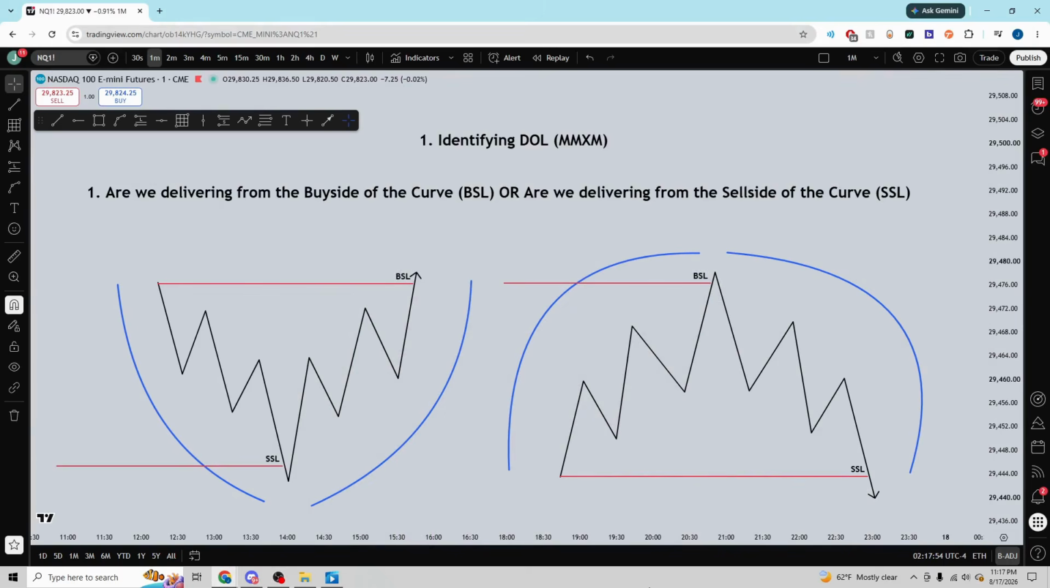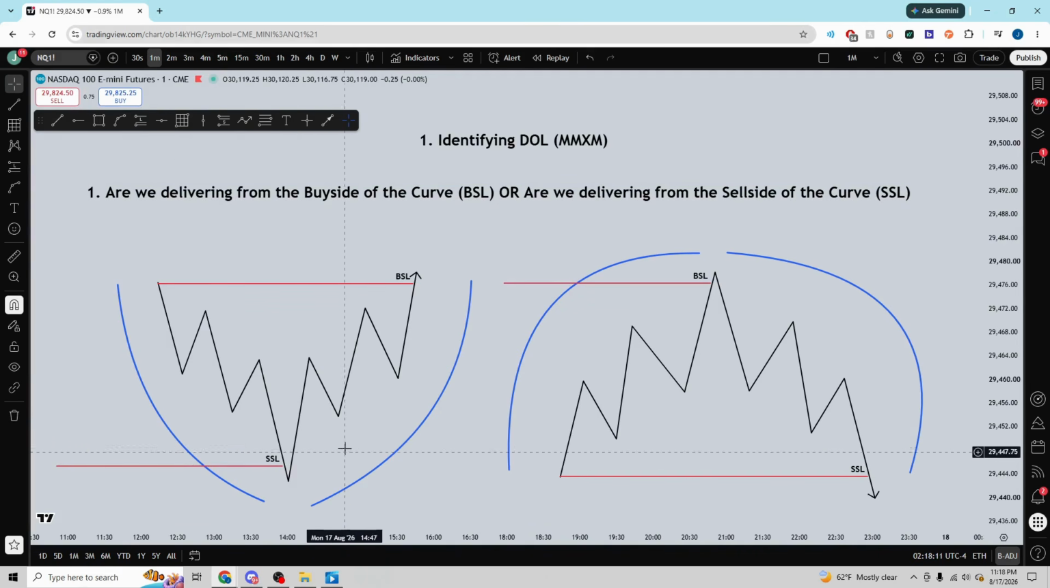Starting off with number 1, identifying a draw on liquidity by using the market maker profile. You want to ask yourself, are we delivering from the buy side of the curve or buy side liquidity, or are we delivering from the sell side of the curve or sell side liquidity?